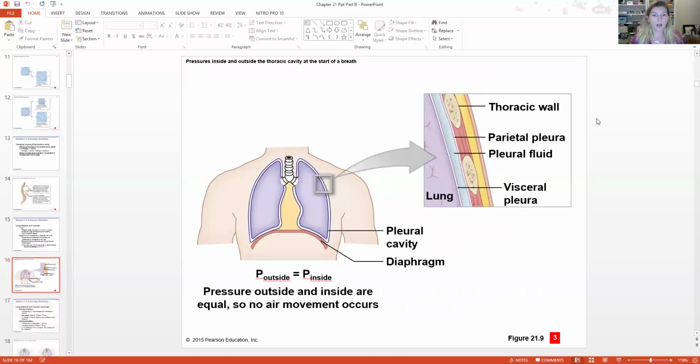So here you see what I'm talking about when I'm mentioning the pleural linings, the parietal and the visceral pleura. That parietal pleura is right on the inside wall of our lungs, and then our visceral pleura is right there.